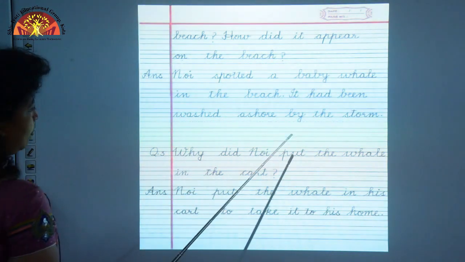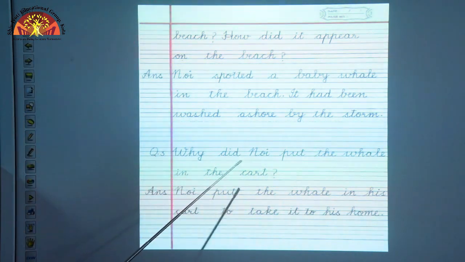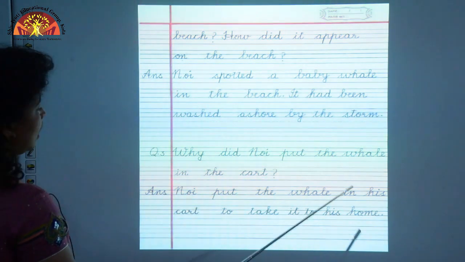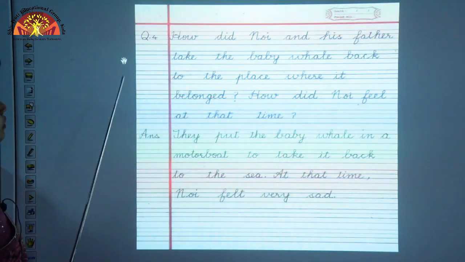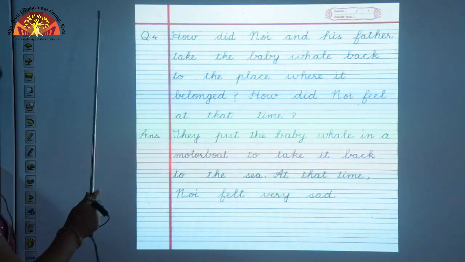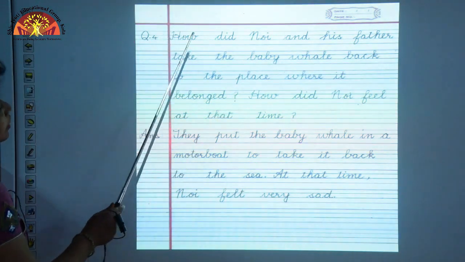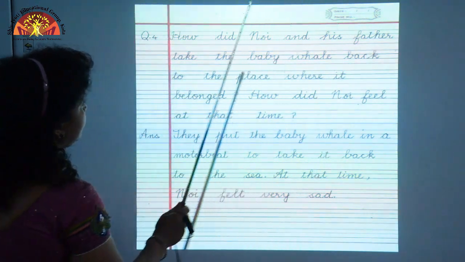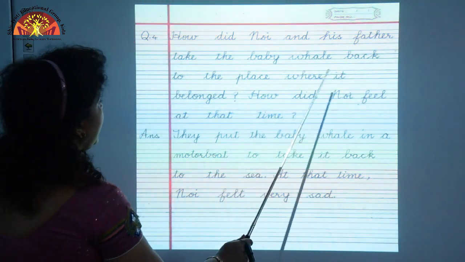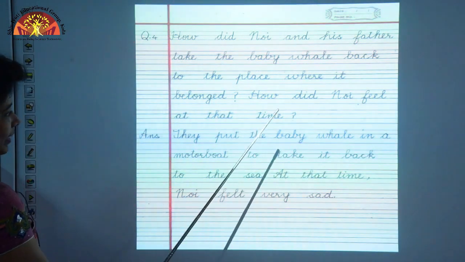Why did Noe put the whale in the cart? Answer. Noe put the whale in his cart to take it to his home. Let's now start with question 4 on the new page. Draw your red margins, children, and let's start with question 4. How did Noe and his father take the baby whale back to the place where it belonged? How did Noe feel at that time?